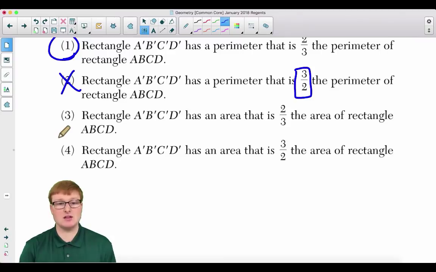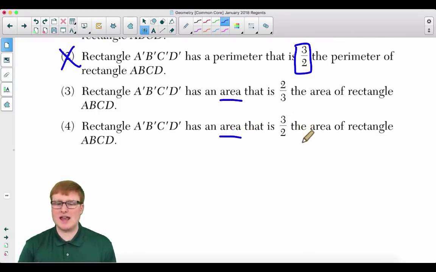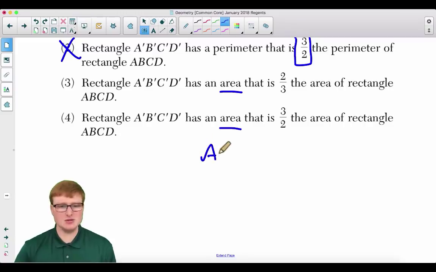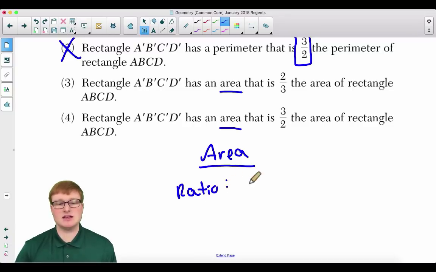Choice 3, rectangle A prime, B prime, C prime, D prime has an area of 2/3 the area. No. An area of 3/2 the area. No. So let's talk about what area is asking about. Here's a general relationship that you need to know. In area, the ratio in this case is 2/3. We know that. They tell us that information.